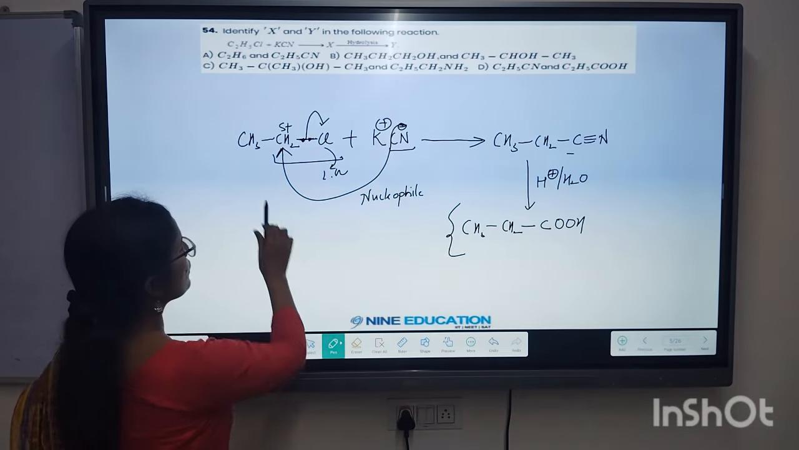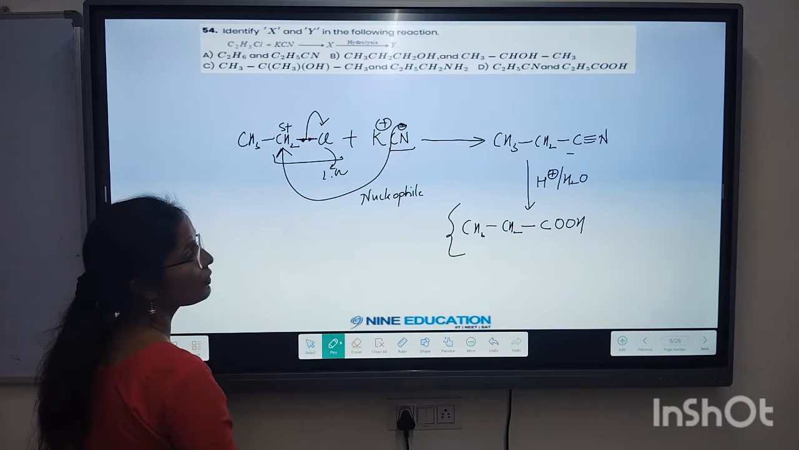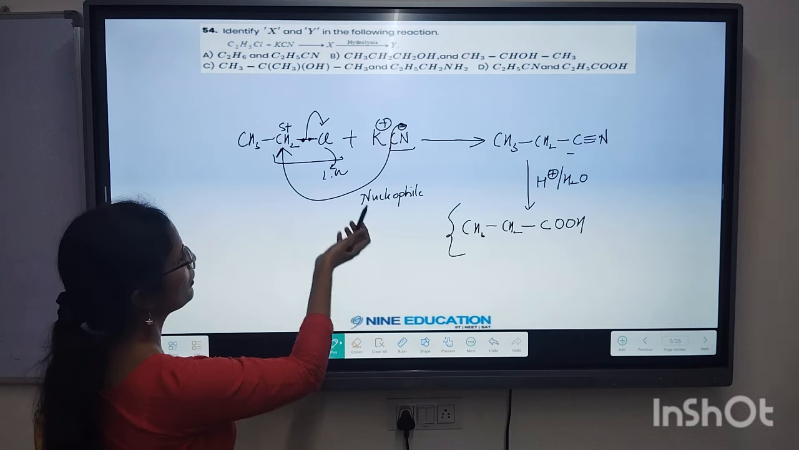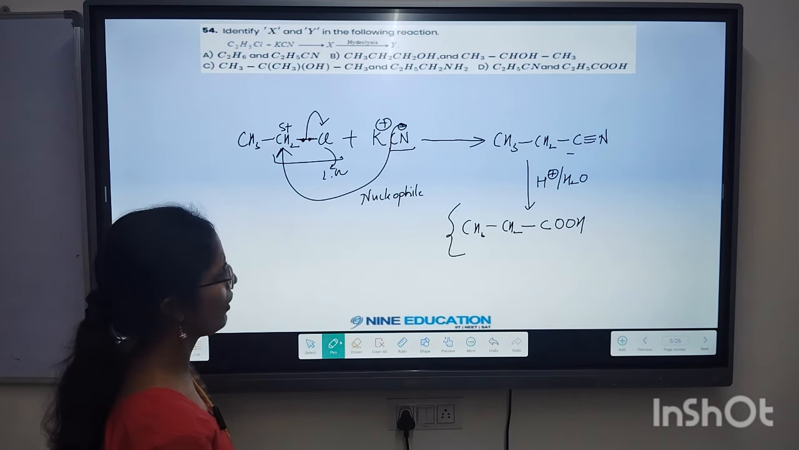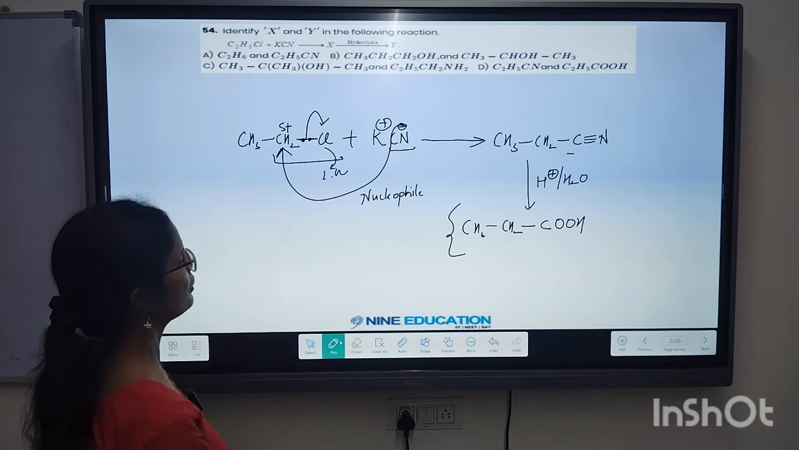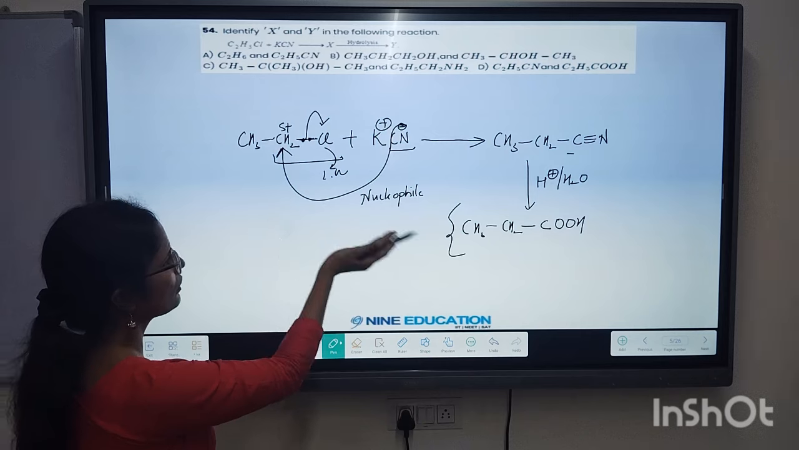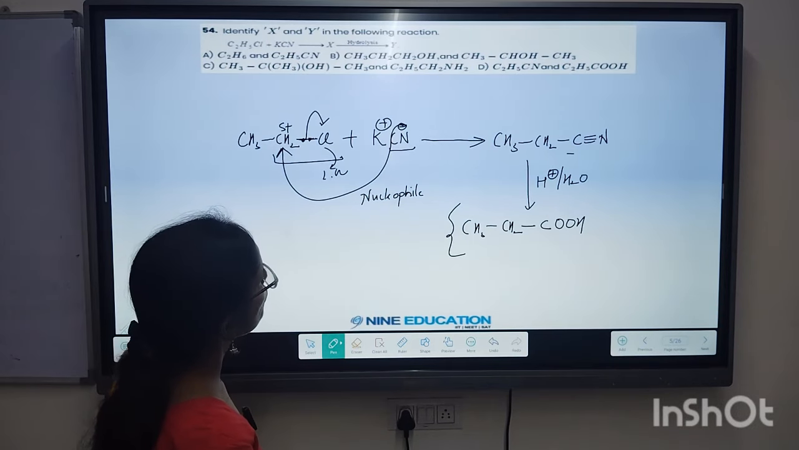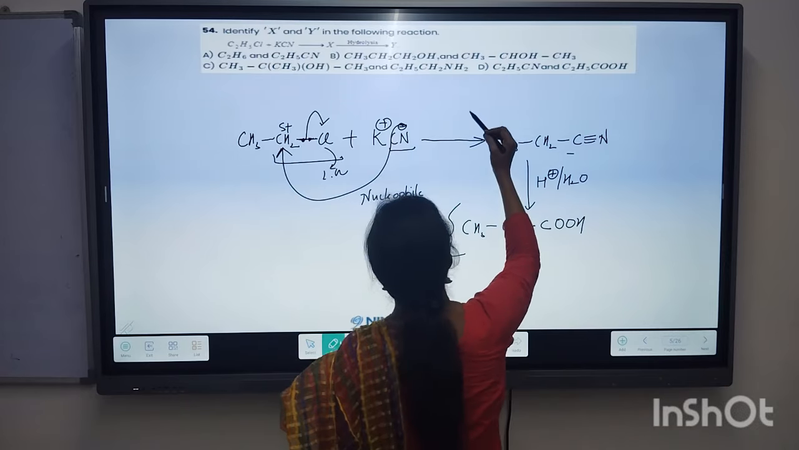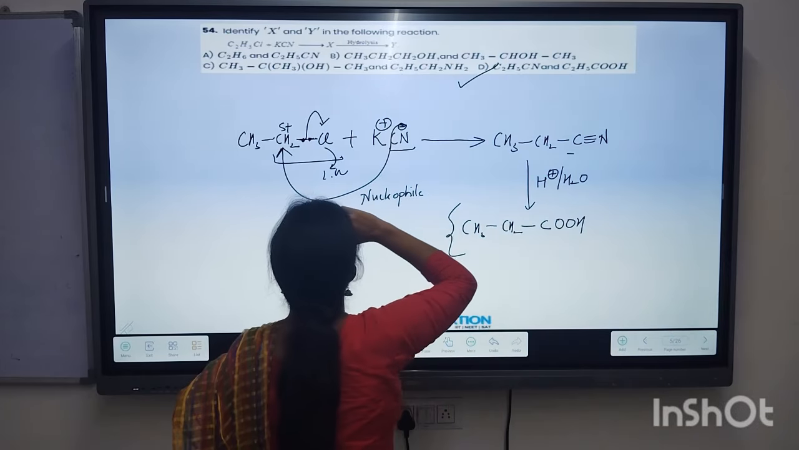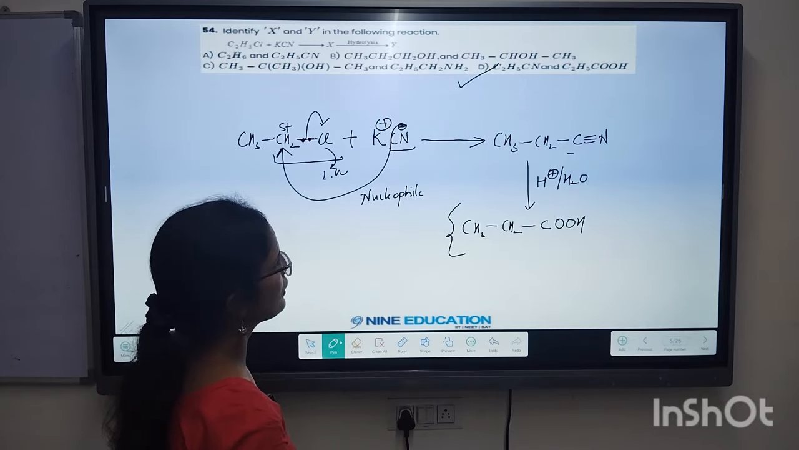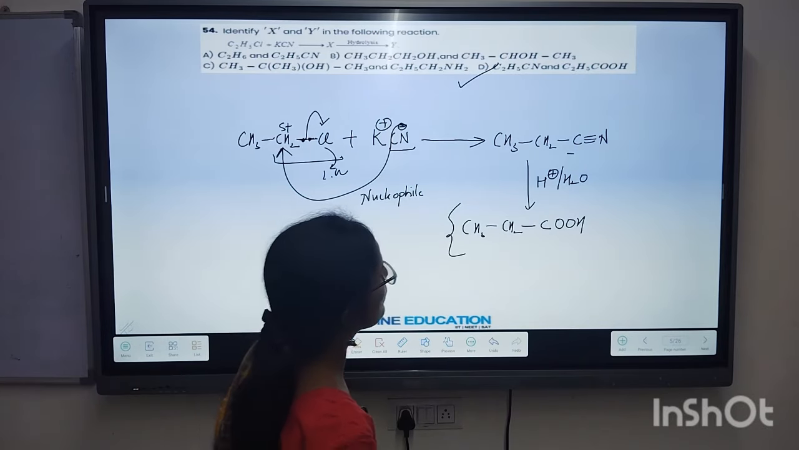So you started with a 2 carbon alkyl halide, but you are coming to what? A 3 carbon carboxylic acid. So you can increase the number of carbons by taking CN as a nucleophile, and understanding is pretty simple. Electrophile, nucleophile, leaving group, so normal substitution reaction followed by hydrolysis. So in question 54, we will be having D option as the correct answer, because in that case only X is the CN compound and Y is the COOH compound.